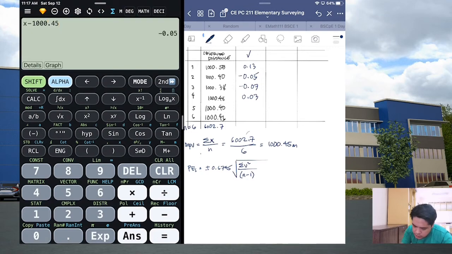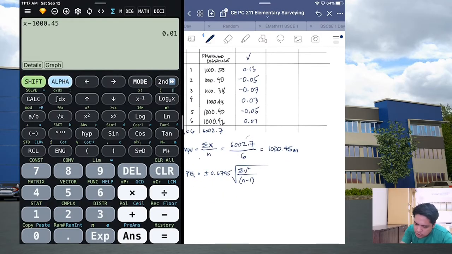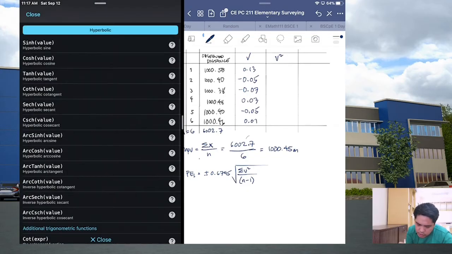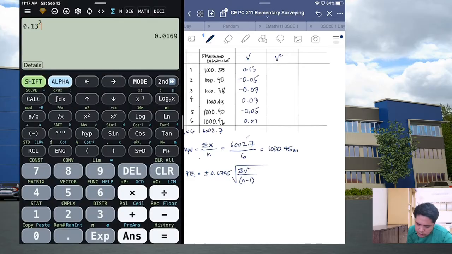1000.40, that's negative 0.05. And 1000.46, that's 0.01. Okay, then at this column we'll get the square of these residuals. So 0.13 squared, that would be 0.0169, and 0.05 squared, of course, 0.0025, as well as this 0.0025.